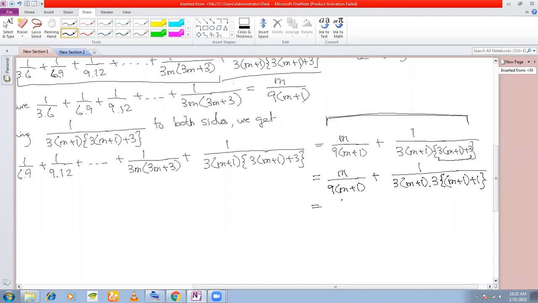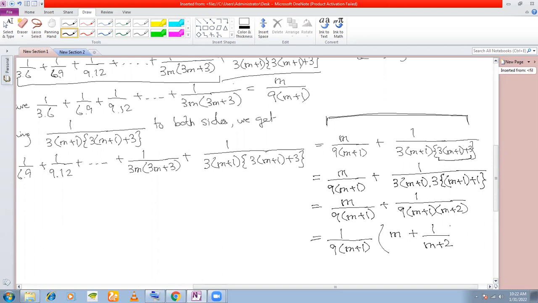So now this becomes m by 9 times m plus 1 plus 1 by 9 times m plus 1 into m plus 2, right? Now from this, if you see, I can take out 1 by 9 times m plus 1 from both the terms. I can take out this common factor. If I am taking out this common factor, what am I left with? Here I am left with only m plus 1 by m plus 2, right?